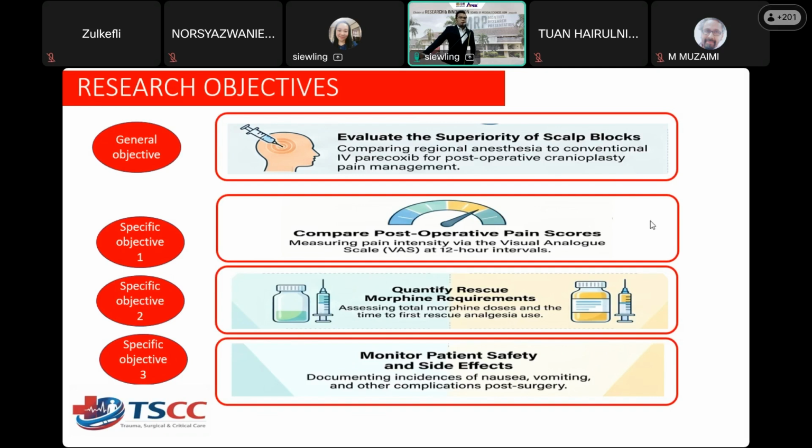We also want to see the total morphine doses that the patient needs and the time to the first rescue analgesia, which is the PCA morphine. And we also want to see whether there is any difference in terms of the side effects between the scalp block versus the conventional IV Parecoxib. Usually it is related to extensive or excessive use of the morphine.